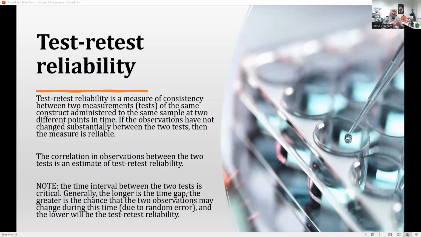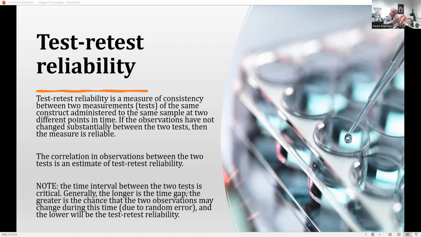Then you have something called test-retest reliability. Test-retest reliability is a measure of consistency between 2 measurements, like tests, of the same construct, administered to the same sample at 2 different points in time. So if the observations have not changed substantially between the 2 tests, then the measure is reliable.